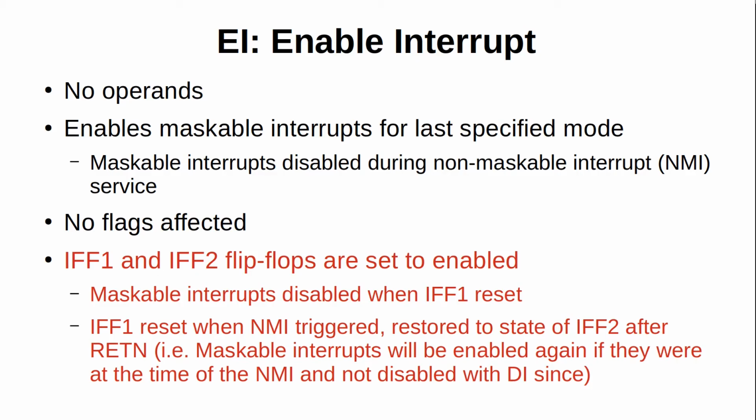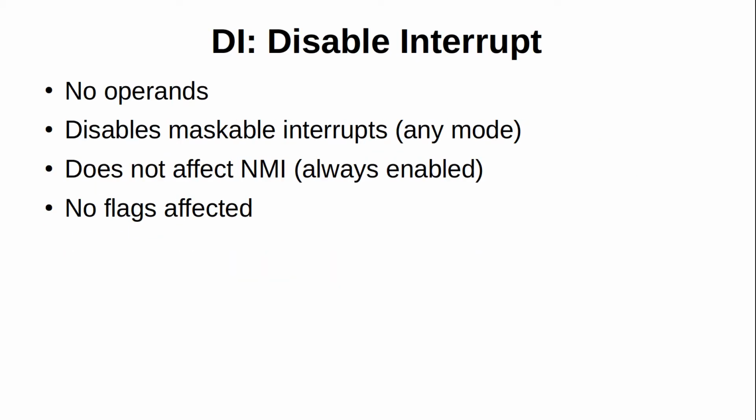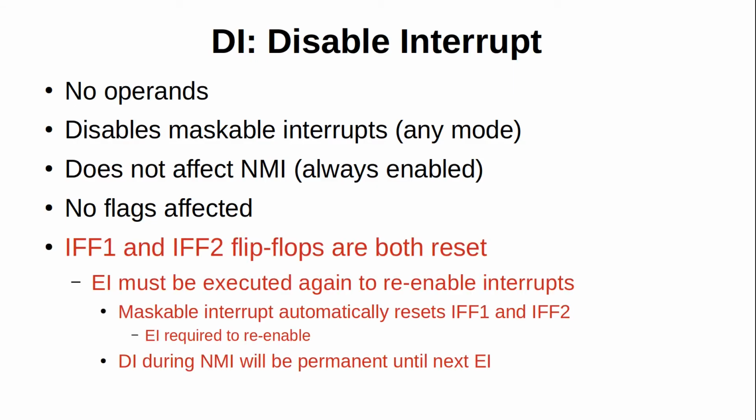IFF2 acts as a backup so that when an NMI routine returns with RETN, IFF1 will be restored to the state of IFF2, re-enabling maskable interrupts if they were enabled before. But an NMI can disable future maskable interrupts with a DI, and then the old state will not be restored. This is because DI, beyond what we discussed before, resets both IFF1 and IFF2. This means that any DI must be followed by an EI before any maskable interrupts can happen again, even if it was done during an interrupt.